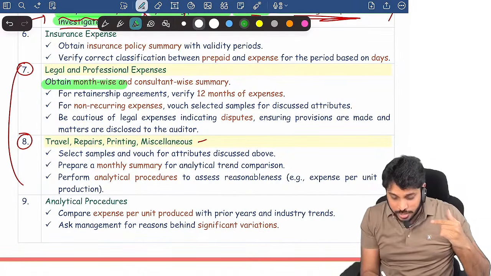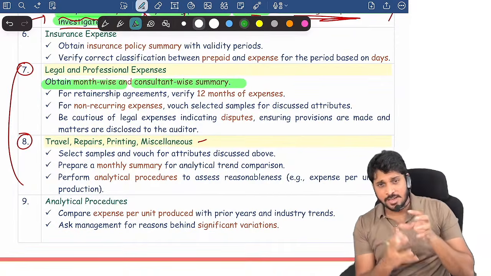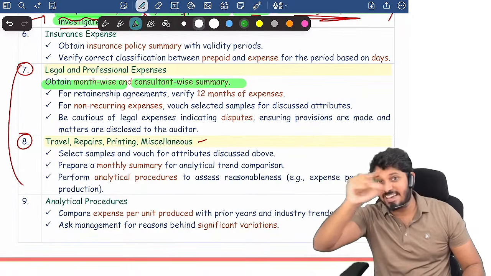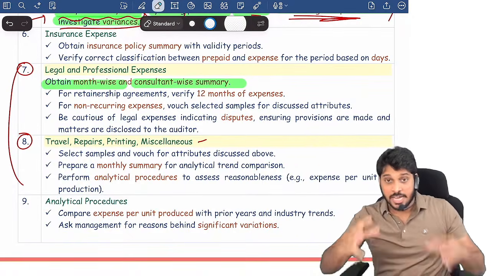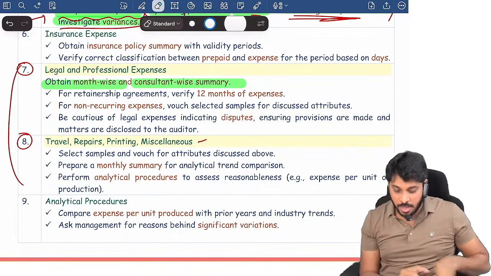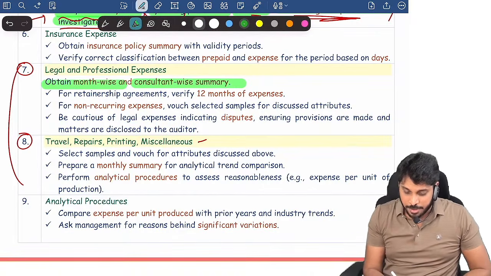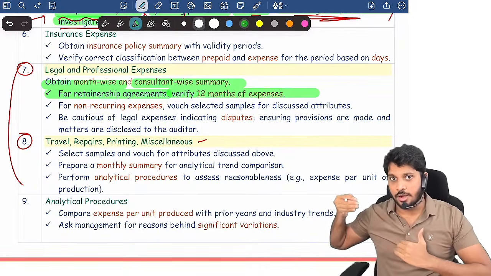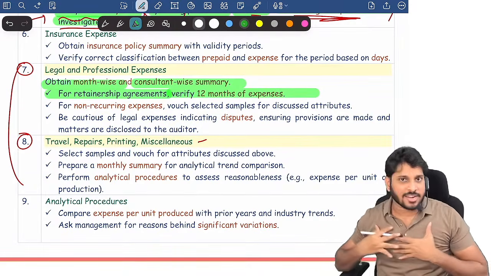Then you also get it consultant-wise. Sir, our company during the year consulted 5 lawyers, 2 chartered accountants, 7 persons were there. Give me the ledger based on these 7 people. Now for retainership agreements, verify 12 months. Sometimes a company will have an internal lawyer where for 12 months these people will be working for us, the entire 12 months.